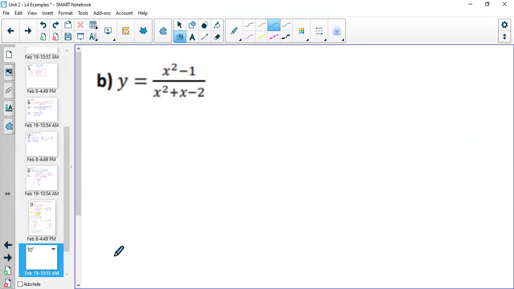Now, for the next question, we could substitute and simplify the function first. So we can factor the top, factor the bottom, and eliminate. So I'm going to do 2 methods. Method 1.